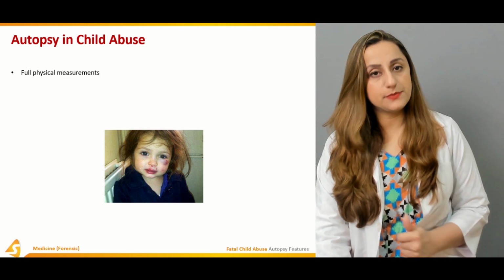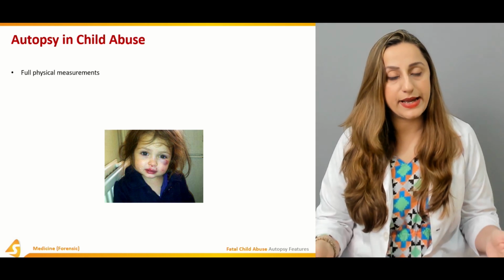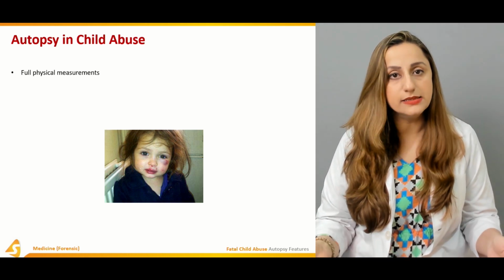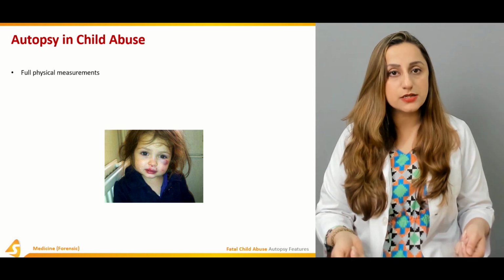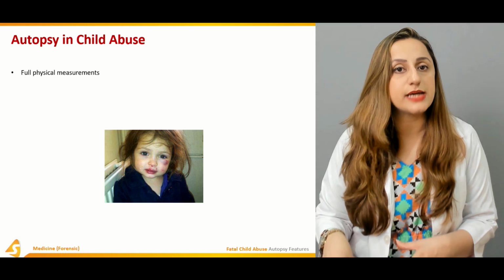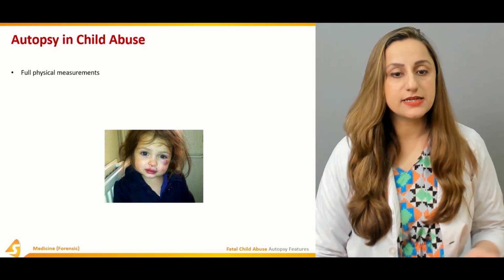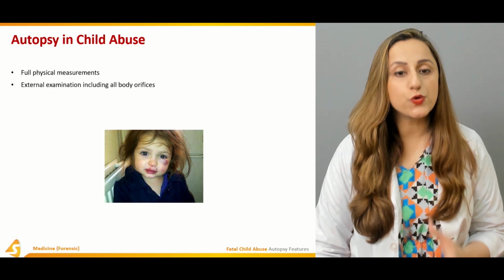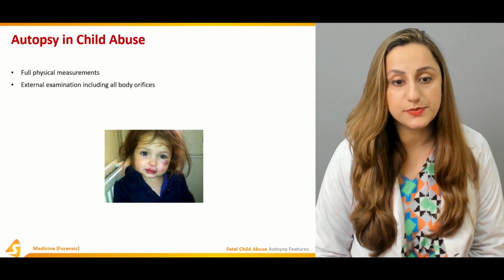Now, full physical measurements are taken. You have to note down the length of the child, that is from the crown to the heel, and all of the other circumferences are noted down. The head circumference and all of these features are noted down in the autopsy report. So what are the physical features that we are going to look for whenever we are conducting an autopsy in a particular case of child abuse?